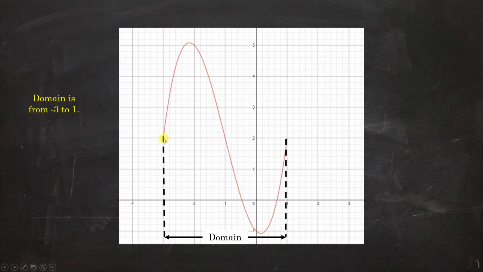Now, in just a minute, we're going to talk about these endpoints, what happens at them, and how to tell if these numbers, -3 and 1, would be included or not in the domain. But first, let's talk about the range.